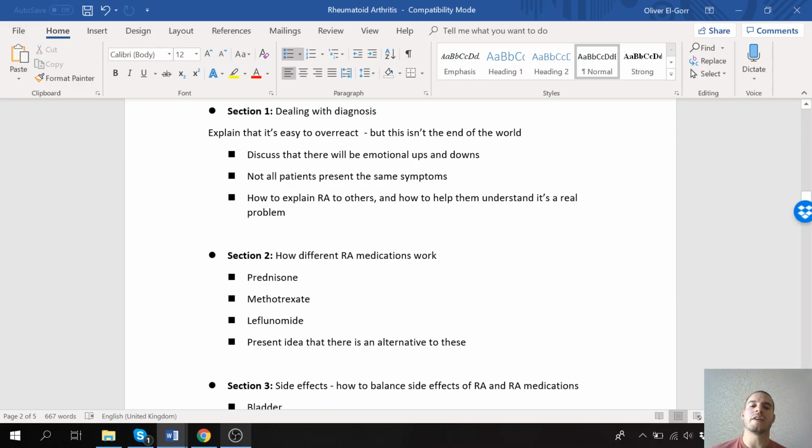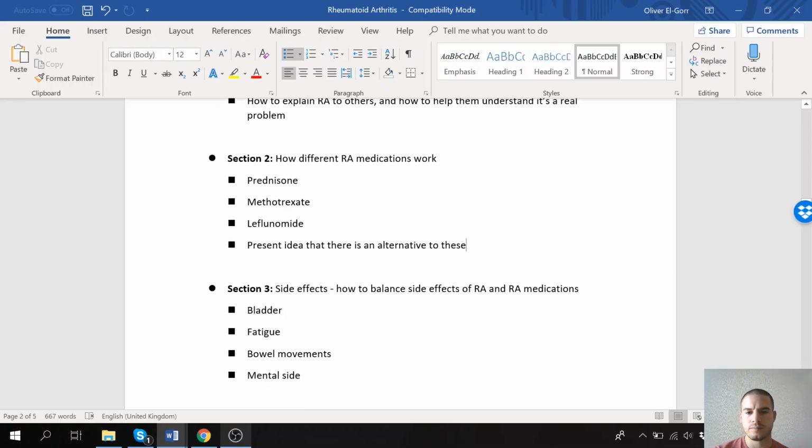How different RA medications work. That's the next section, because a lot of times people get given these medications, but they're not explained why they work or how they work. So I just wanted a bit on that. These are the big ones: prednisone, methotrexate, and leflunomide. Hope I pronounced that right. And present the idea there's an alternative to these medications, because that's the general theme of the book. And obviously I didn't want to just introduce that straight away. Have to talk about the conventional ones first.